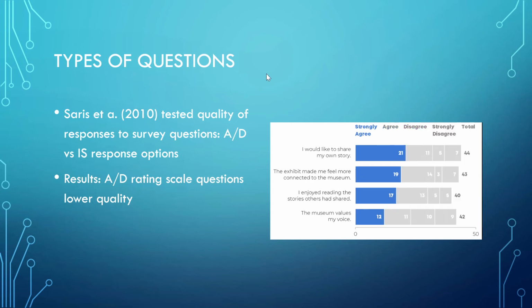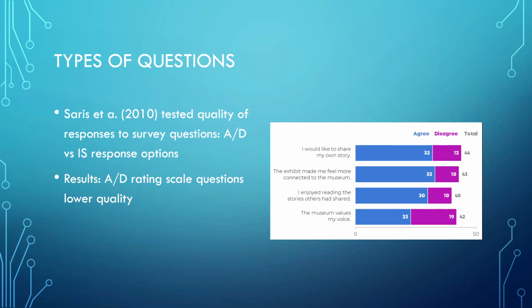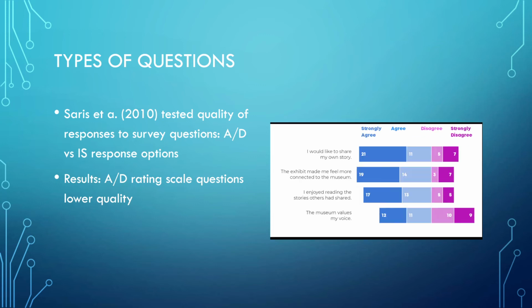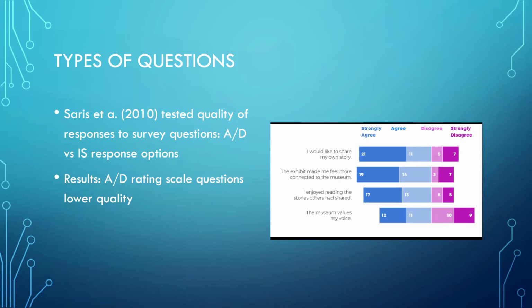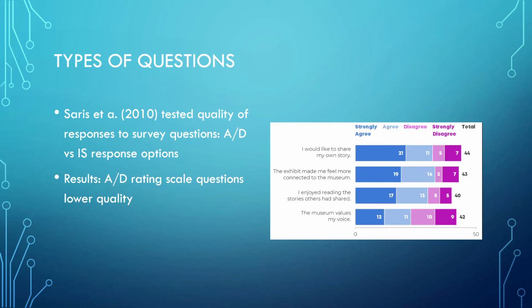Now, in another study by Saris and colleagues, they tested the quality of responses to survey questions that have agree, disagree response options compared to issue-specific response options. The agree, disagree question is formatted like, to what extent do you agree or disagree that your health is excellent? The issue-specific would be, how would you rate your health? Excellent, very good, good, fair, or bad? Now, it turns out from their study, the agree-disagree scale questions were of lower quality.